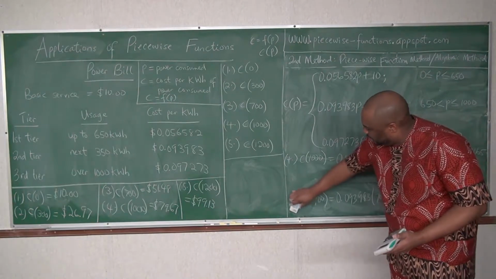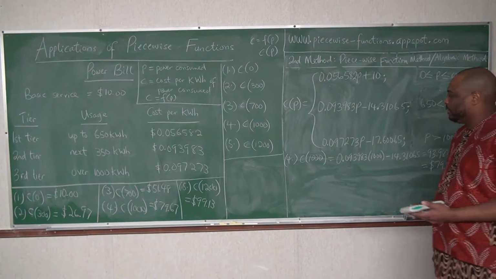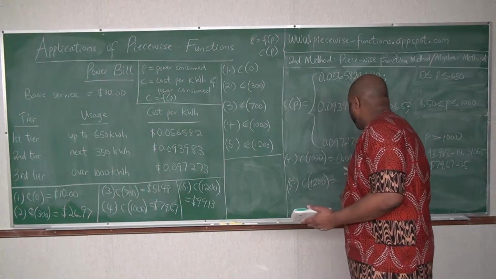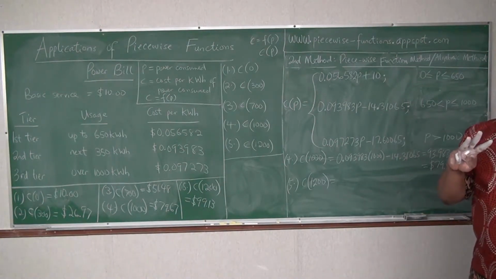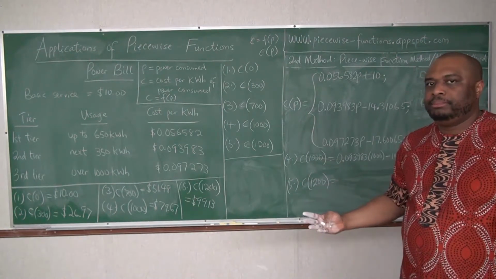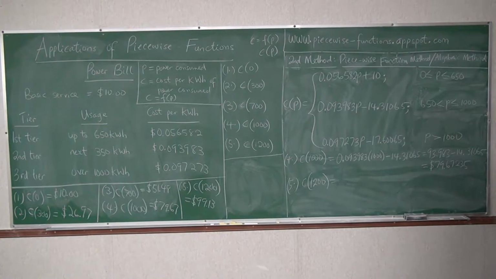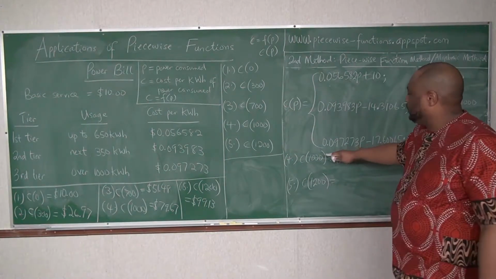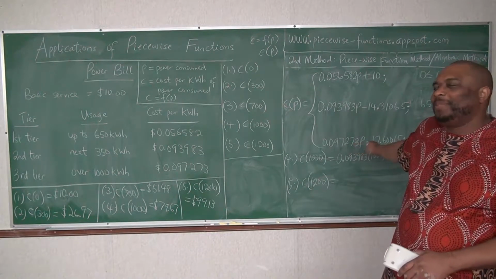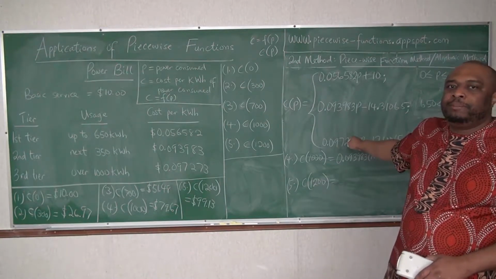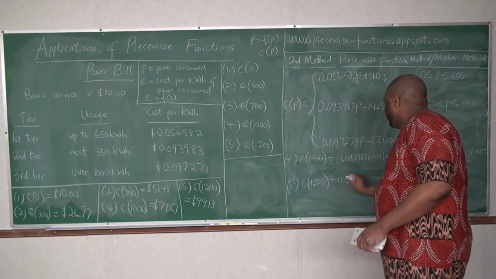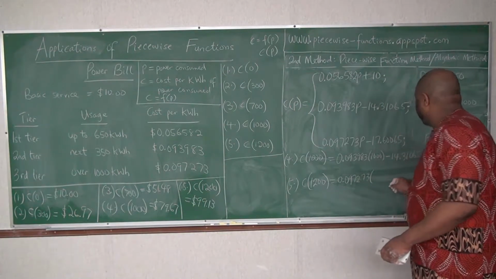Alright, the last but not the least. Cost for 1200 kilowatt hour. So 1200 falls in the third piece. Like I said, I want you to test for each piece, both manual and piecewise function method. So 1200 falls in the domain of the third piece. So we use the function for the third piece. And that is 0.097273 times 1200.